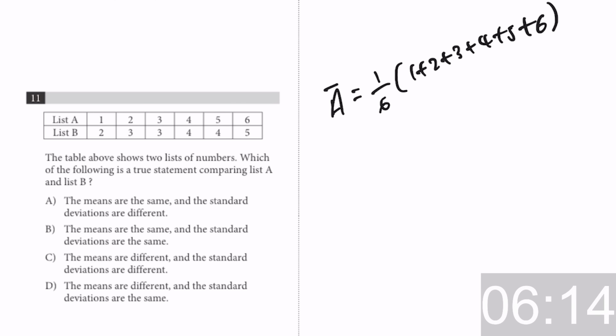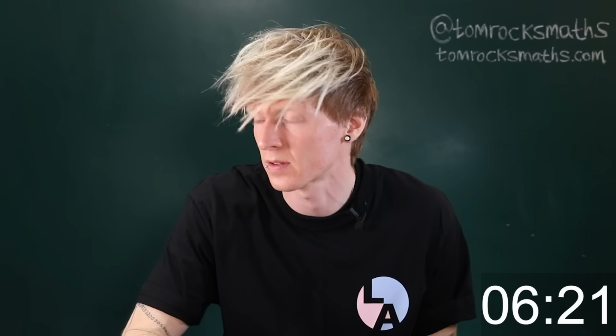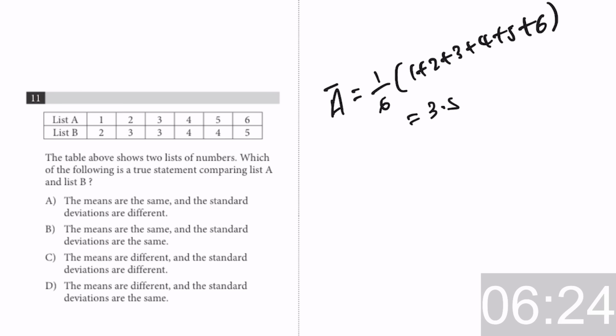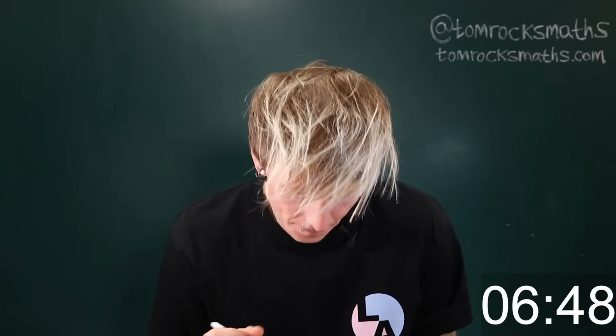So I think I know what this is. 1, 3, 6, 10, 15, 21 over 6. Or 21 over 6, that's 3.5, yeah, that's what I thought. Okay, so the mean of A is 3.5. And then for B, it's 1 over 6 times 2 plus 3 plus 3 plus 4 plus 4 plus 5. So that's equal to 5, 8, 12, 16, 21. So that's 21 over 6. So that's also 3.5. Okay, so the mean's definitely the same.